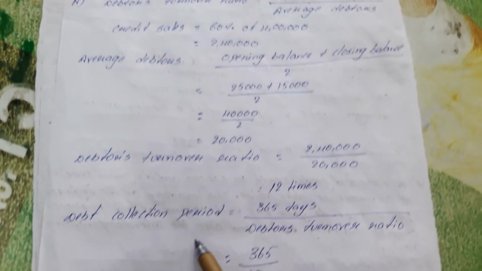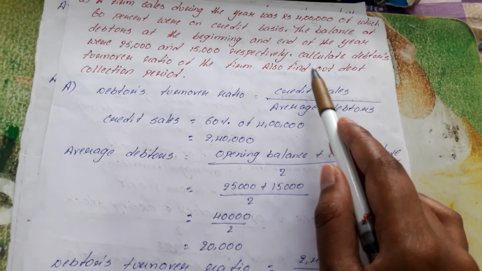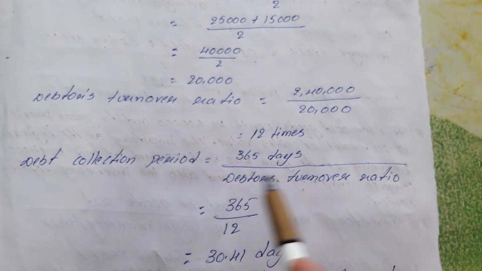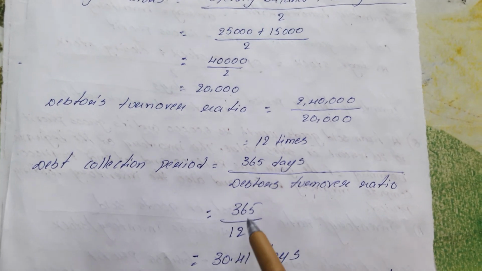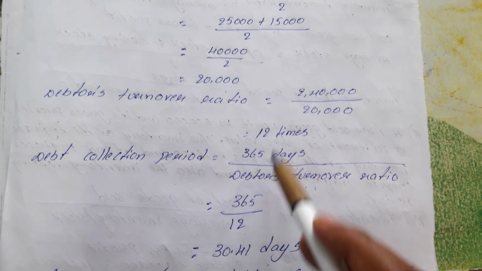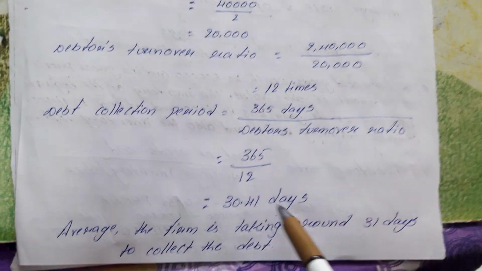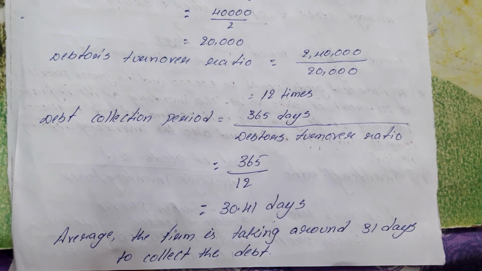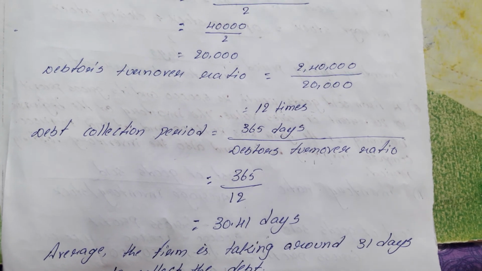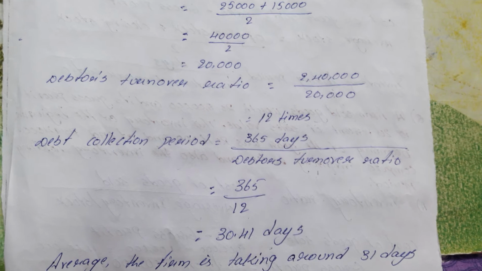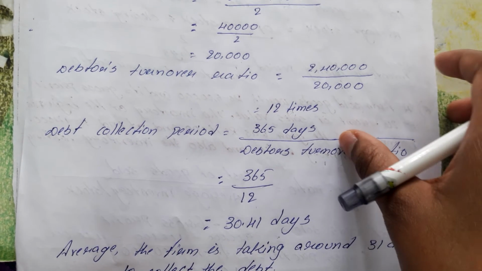Next, according to the question they have asked us to calculate even debt collection period. So debt collection period is equal to 365 days by debtor turnover ratio. The formula is 365 by 12, that is debtor turnover ratio. That is 30.41 days. Meaning averagely the firm is taking around 31 days to collect. That is, for the goods we sold on credit basis, we are taking 31 days for collection of that particular amount. This is all about debtors.